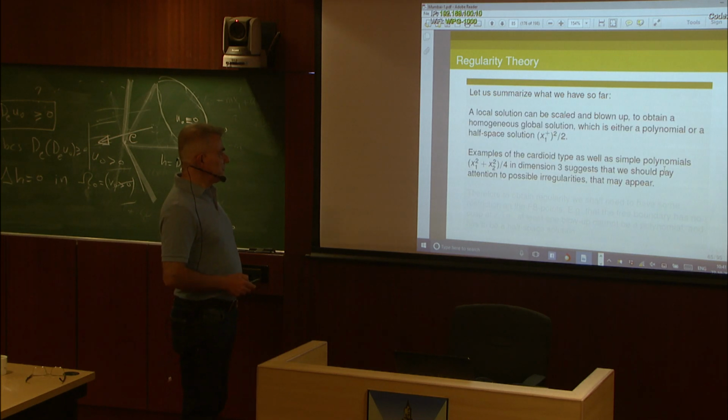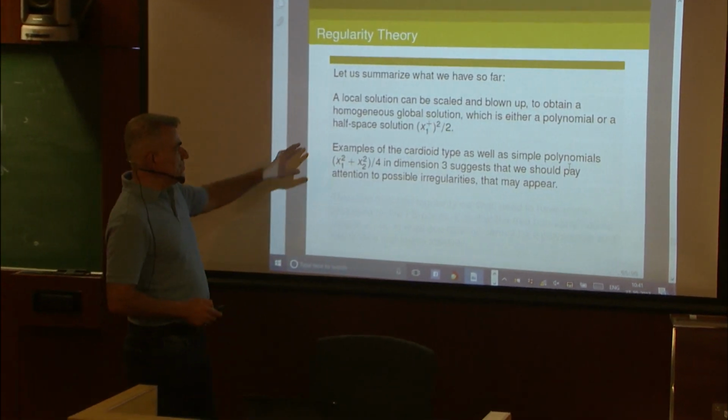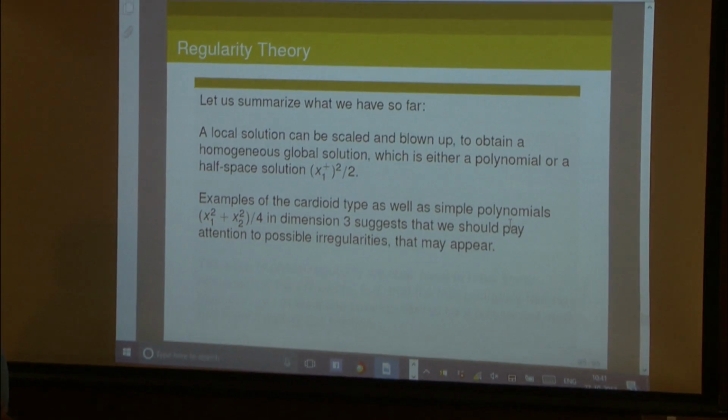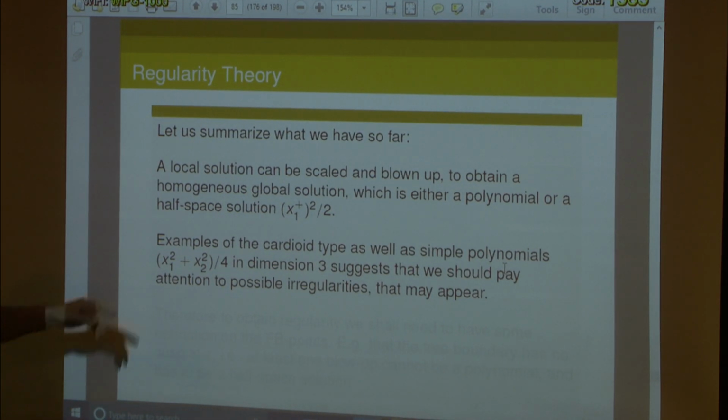So let's summarize what we have. We took a local solution, we scaled it, and we looked at the blow up of this, and we obtained a homogeneous global solution, which is either a polynomial or a half-space solution. That was the outcome. So either a half-space solution, with 0 and 0 here, or it's a complete polynomial.